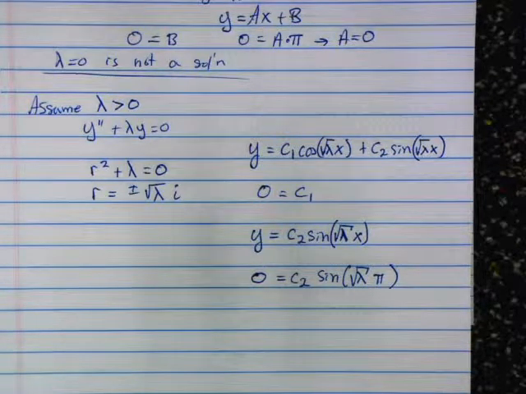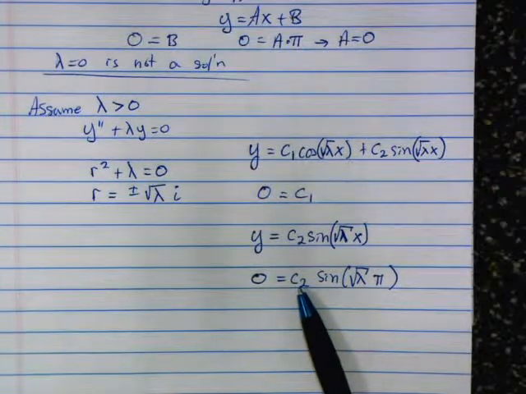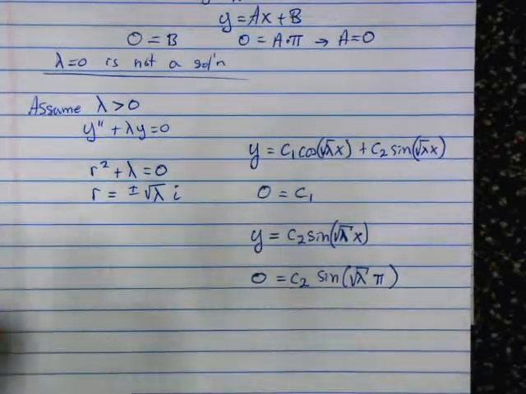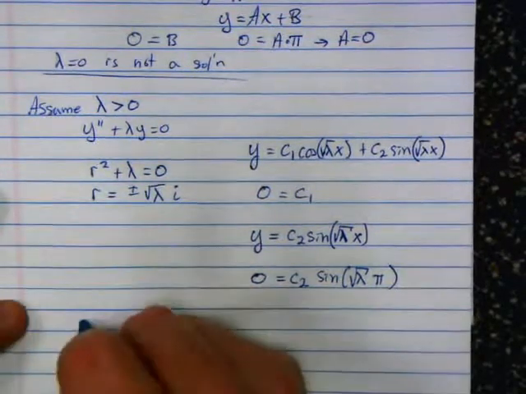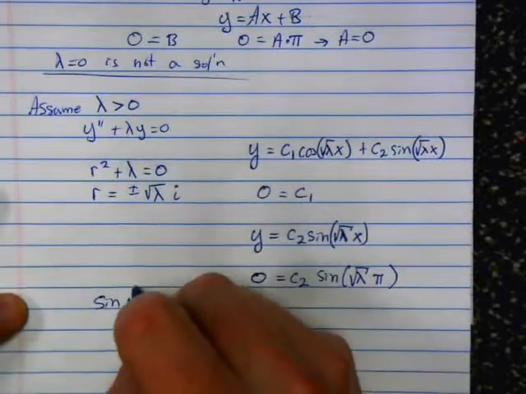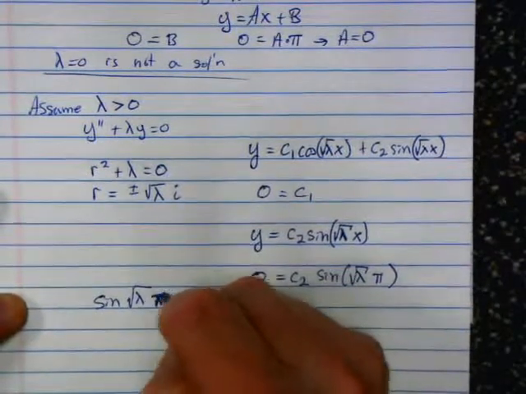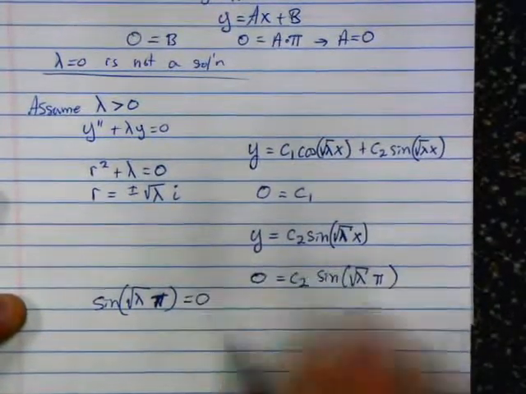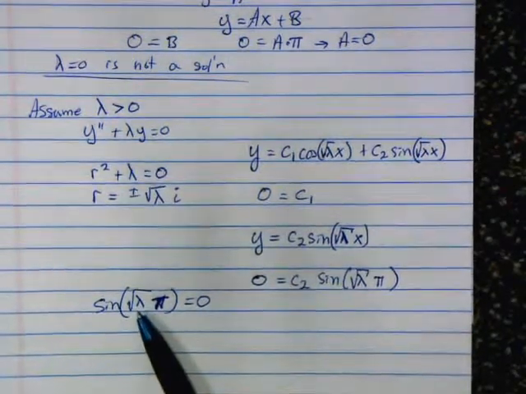Now, what do I want to have happen? Do I want c2 to be the number 0? No. What happens if c2 is the number 0? Then I get the trivial solution, and then we don't have anything. So what I want is I want sine of the square root of lambda at pi to equal 0. So the question is, which numbers can I plug in for lambda?